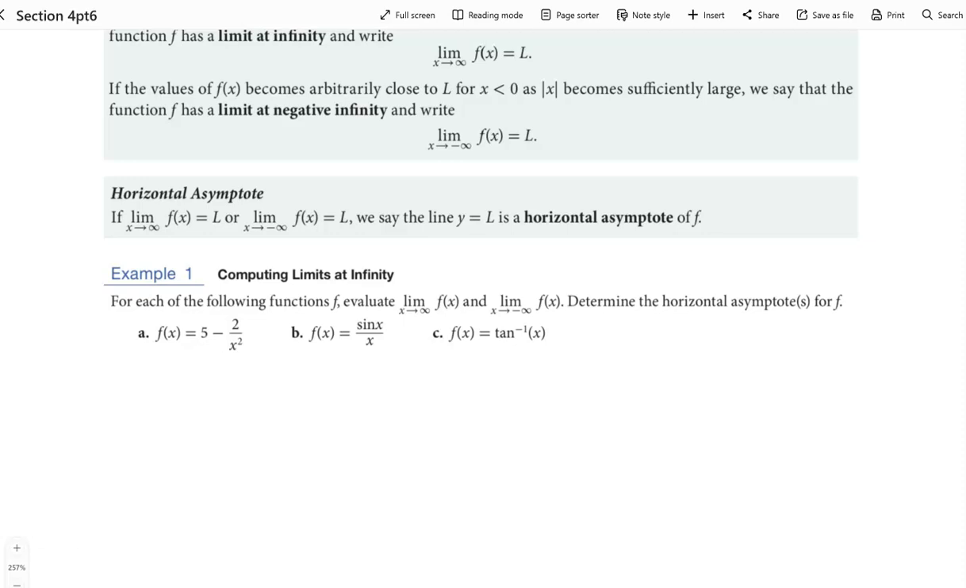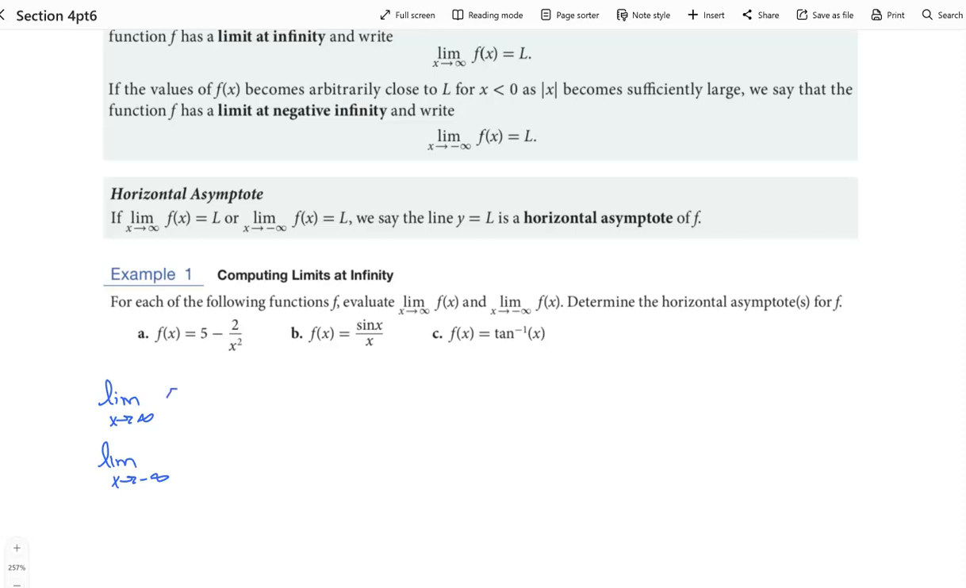For each of these, we want to look at what happens as x gets super big, so as x goes to infinity, and as x gets super small, so as x goes to negative infinity. And that's going to help us find the horizontal asymptotes. That's actually how you find a horizontal asymptote. You take the limit as x gets big and as x gets small. So if we were to look at this one, we're going to take the limit as x goes to infinity, and then we're going to take the limit again as x goes to negative infinity.